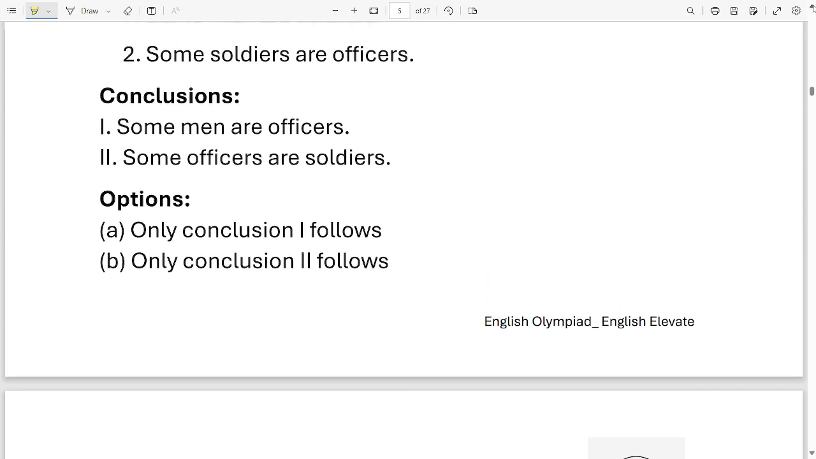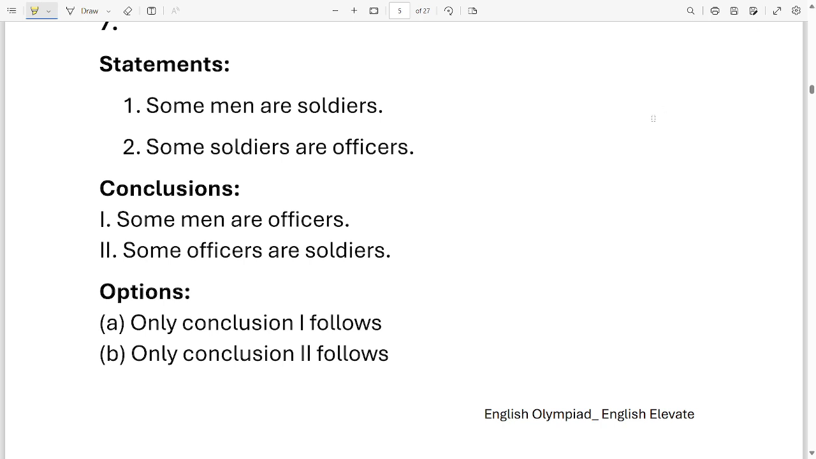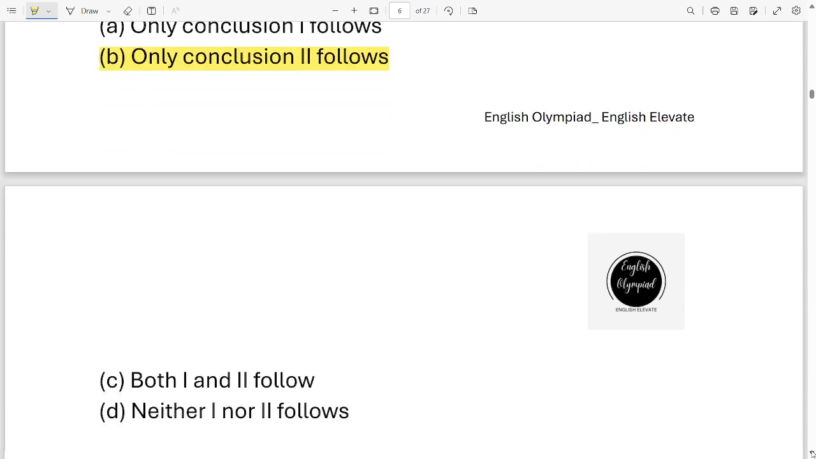Now go through your statement once again and go through your conclusion and you will be able to find the correct option. It is option B. Only conclusion 2 follows, which is some officers are soldiers. Okay? Next one.